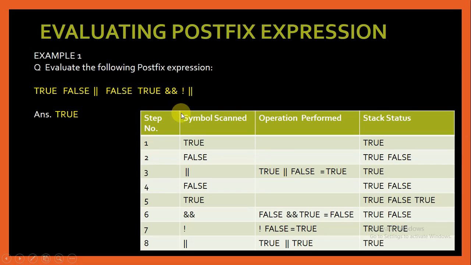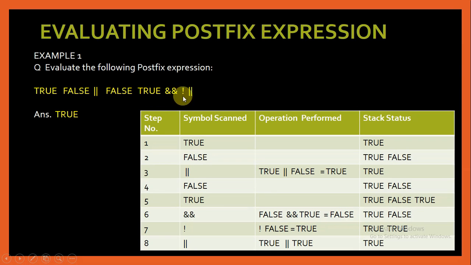The next scanned symbol is false. As this is an operand, it will simply be pushed into the stack. The next scanned symbol is true. Again this is an operand, so it will simply be pushed into the stack. Now the next scanned symbol is the AND operator. In the case of an operator, we will again pop the topmost elements from the stack. The topmost elements are false and true this time. They will be popped and the AND operator is applied to them. So false and true is false. We are left with true earlier, and now false will be pushed into the stack.